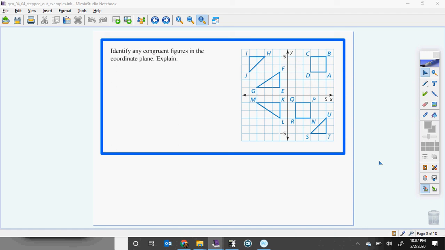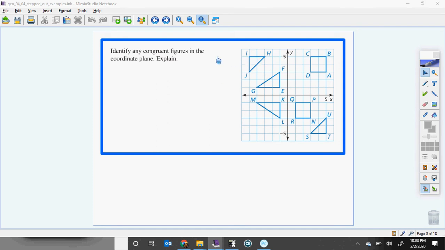Everyone, sorry I'm not there to be with you today, but we're going to go through lesson 4.4. This should be a very quick and easy lesson. There's not a whole lot to this one. Alright, so we're talking about congruence for mostly today.